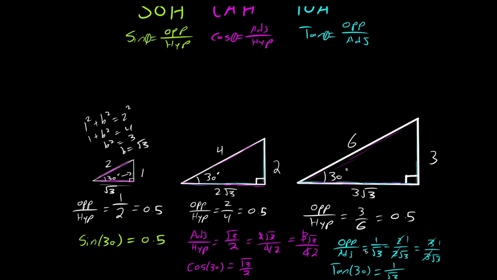This is what it really means. It means that no matter how big or small you draw this triangle, the ratio of the sides will always be 1 over square root 3. So, I hope that you can start to make sense that no matter how big or small you draw triangles, if you give it an angle, the ratio of the sine, cosine, and tangent functions will always be the same.